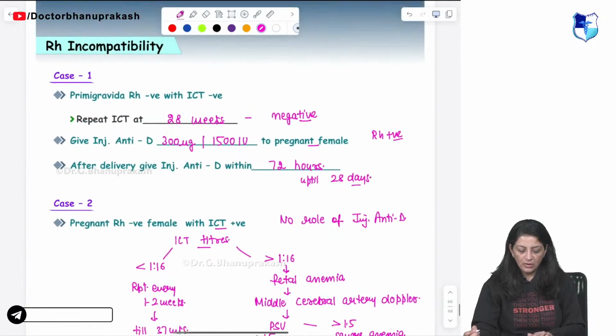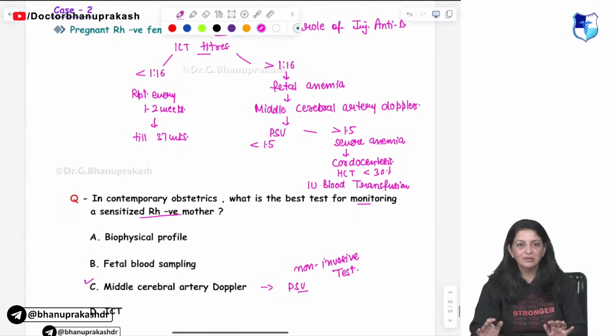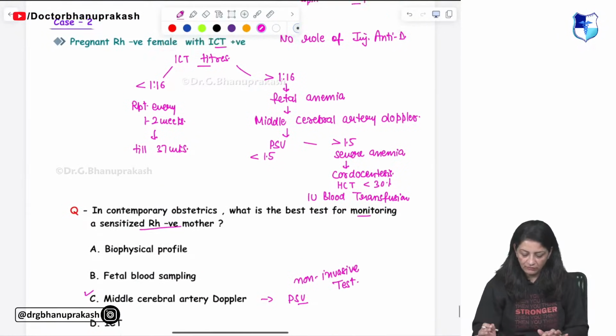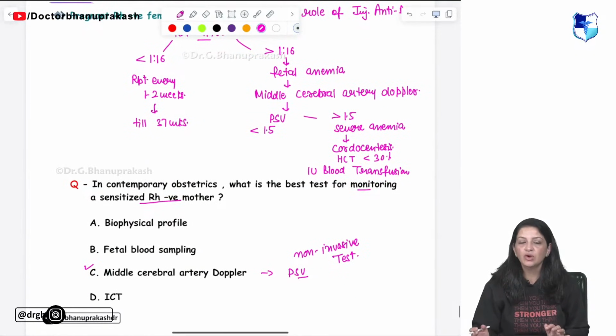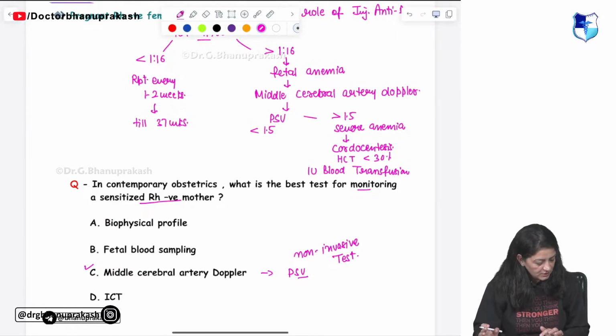So this is all about Rh negative pregnancy. The treatment of Rh negative is very important. The most common complication is hydrops fetalis. Buddha sign is seen in hydrops fetalis on ultrasound.